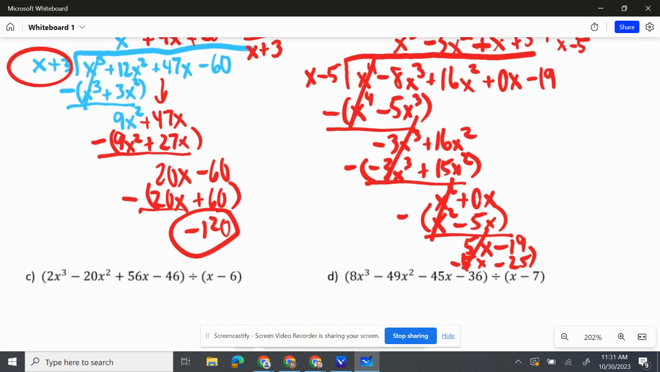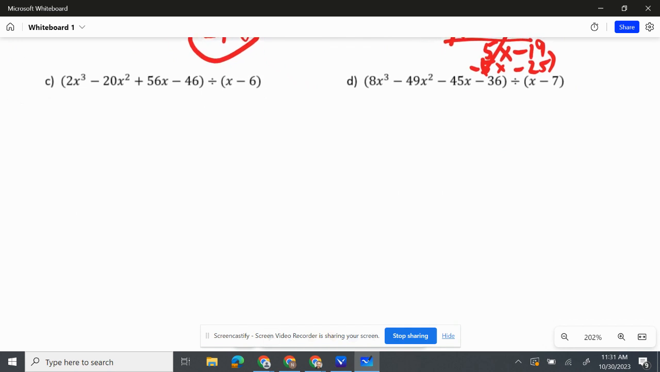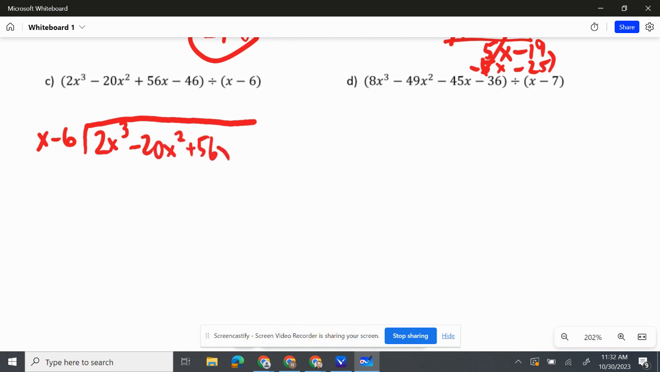Let's look at two more. If we look at letter C, I'm going to do the same thing. I'm going to take the x minus 6, and I have 2x cubed minus 20x squared plus 56x minus 46. x goes into 2x cubed, 2x squared times. 2x squared times x is 2x cubed. 2x squared times negative 6 is negative 12x squared.